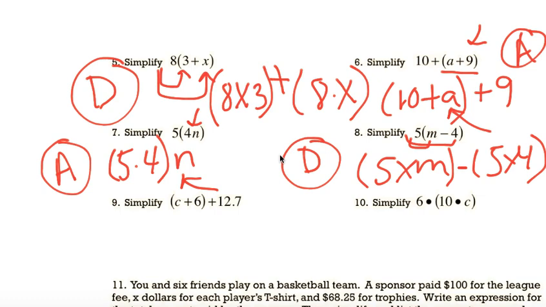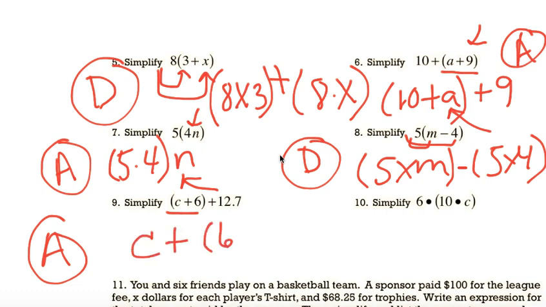Number 9. It looks like the associative property. We're changing out who's associating with who. Okay, here we have C and 6 associating. What would be a different way to do it? Could we maybe put the C by itself and put the 6 with the 12.7? And yes, we should get the same answer.